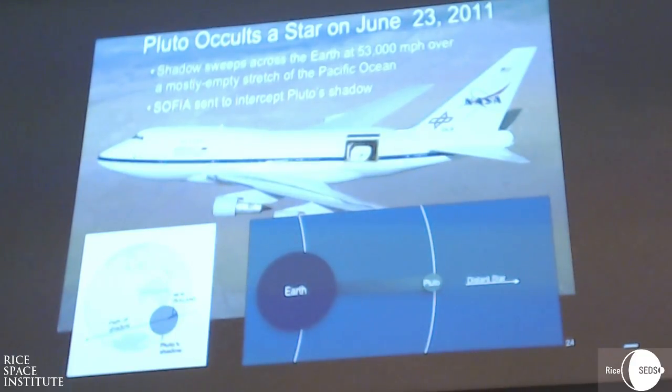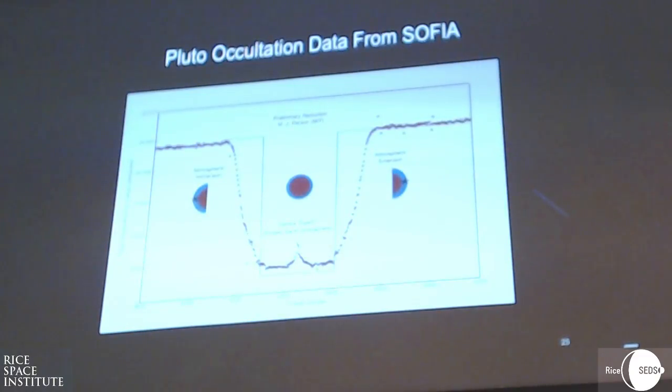SOFIA is the perfect tool to use. It's a 747 with a hole in the side and a beautiful telescope that allows us to stare at the star and watch Pluto move in front of it and allow us to analyze then the shadow. Here's the observations from that flight in 2011.